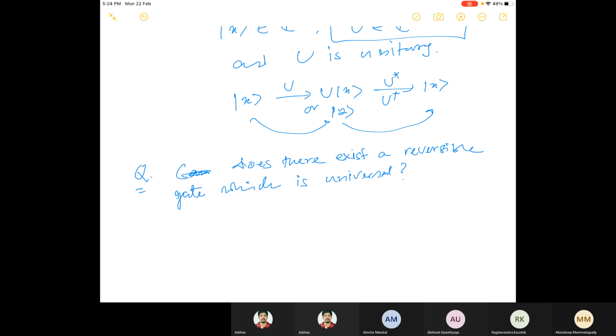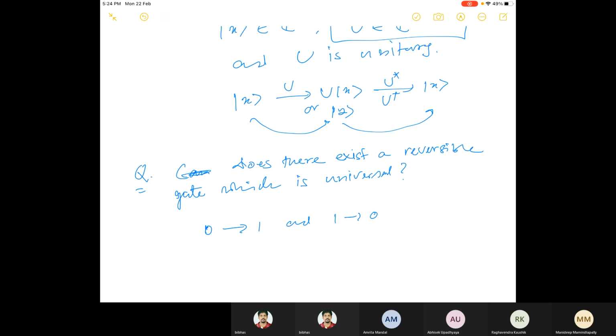What is a NOT gate? It takes 0 to 1, and this is a classical gate, then 1 to 0. So this is a reversible gate. And when we talked about universal gates, we gave some examples of universal gates. For example, the NAND gate is a universal gate.